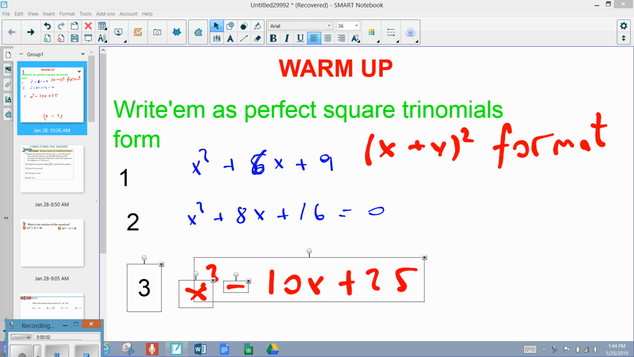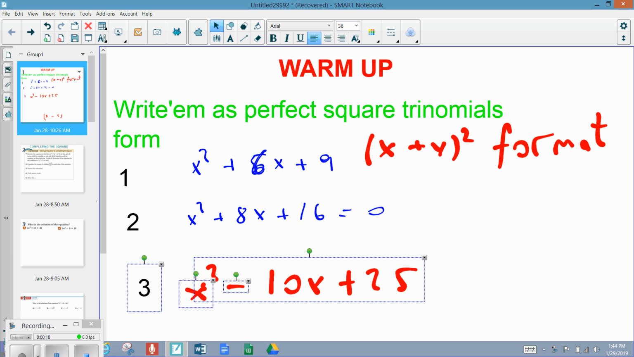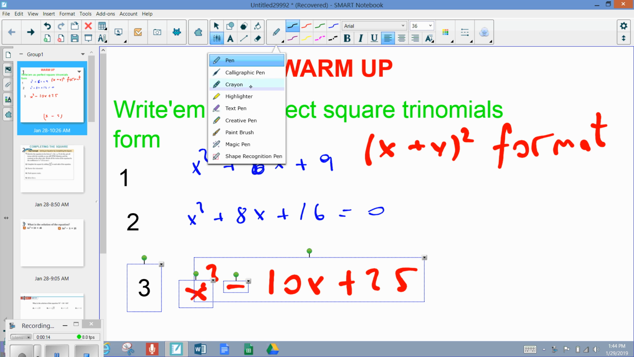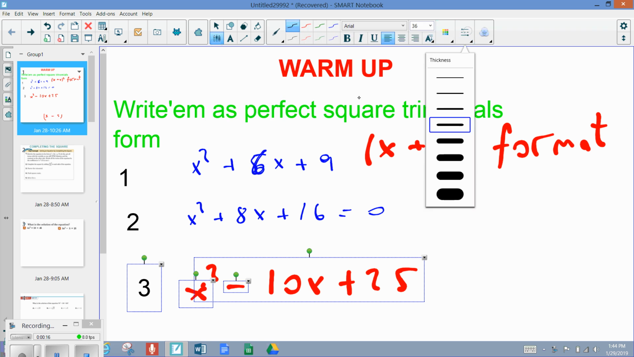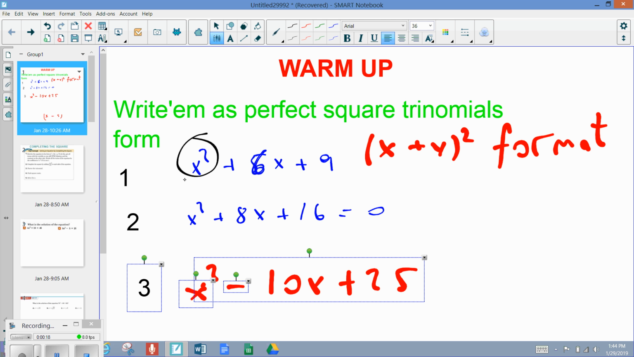In order to understand whether a polynomial can be written in this format or not, you just check the first and third term. First one, it's a perfect square, right? Yes, x squared. What are the roots? x times x. You're writing one of them, which is x.